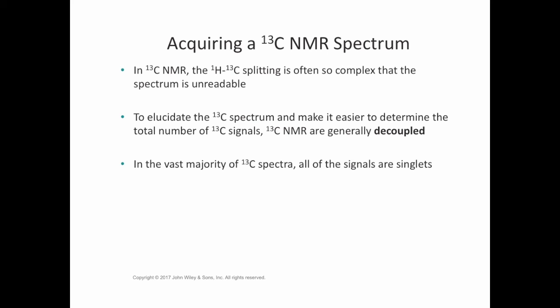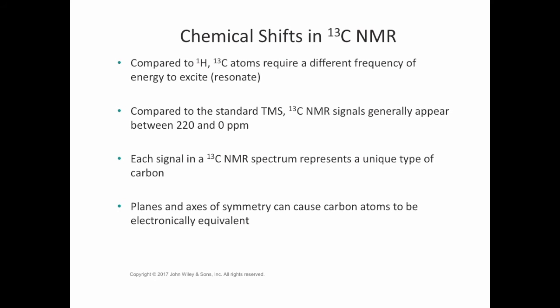The reason we don't worry about splitting is that we typically decouple the spectrum. And that's because any carbon-13 hydrogen splitting would be so complex that it would lead to an unreadable spectrum. So when you look at carbon-13 spectra, you're going to see signals that are all singlets. Carbon-13 NMR signals generally appear between 0 and 220 ppm. So there is a much bigger range of frequencies.